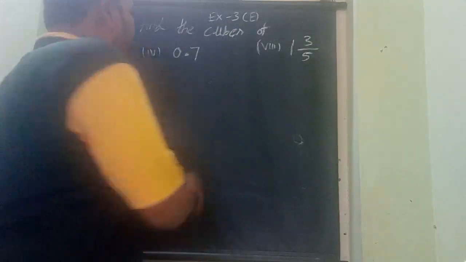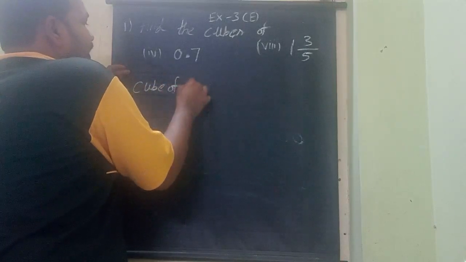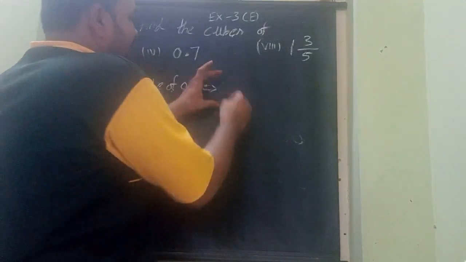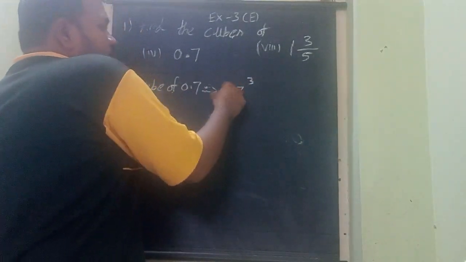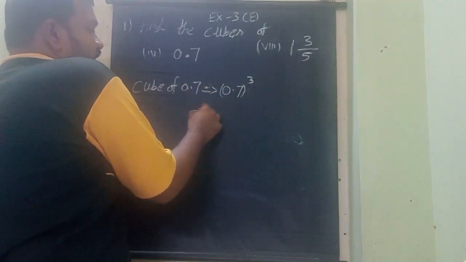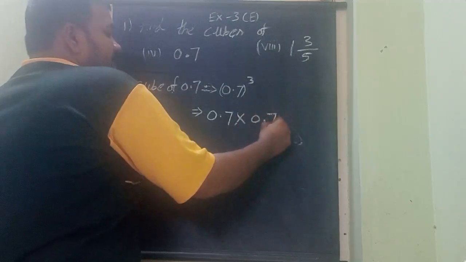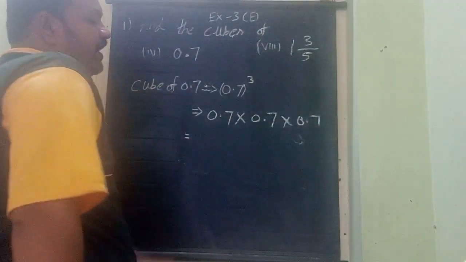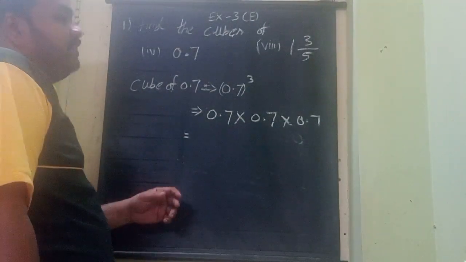Find the cube of 0.7. Whatever is given, we have to write it 3 times. Cube means multiplying the same number 3 times. So I want to find the cube of 0.7, so I have to repeat 0.7 three times: 0.7 into 0.7 into 0.7. Multiply. First forget about the point and multiply. 7 sevens are 49. 49 sevens are 343.